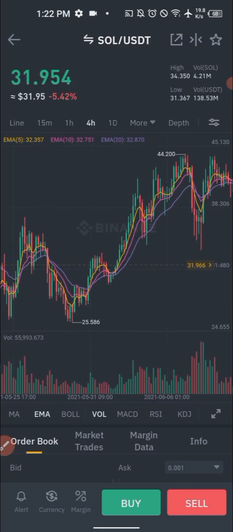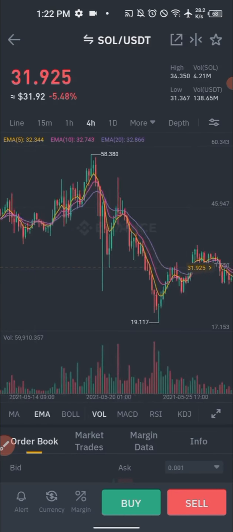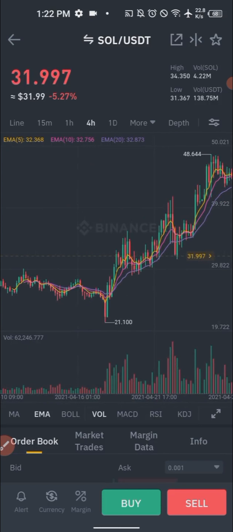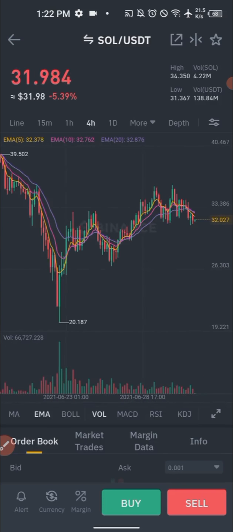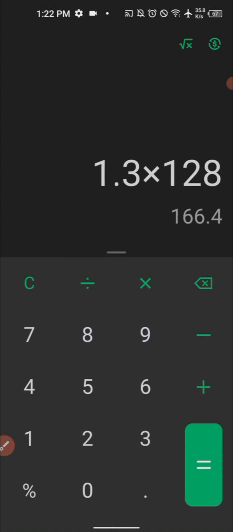On the 31st of May, it went to $25. It went as low as $19 on the 25th of May. Okay, so it's a very volatile coin. It went as low as $21. So at least the lowest we have seen right now is $20, which is here, and it's presently at $32. So the lowest minus the current price is $12, right? So how many percent is that? That should be about 40%.